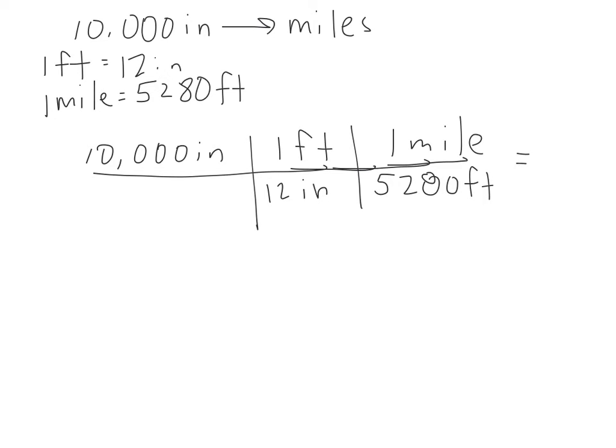Okay, make sure your units cancel, and you're left with the units you want, miles, which is good. Then you multiply everything on the top, and then divide it by the product of the bottom. So in this case, you would have 0.16 miles.